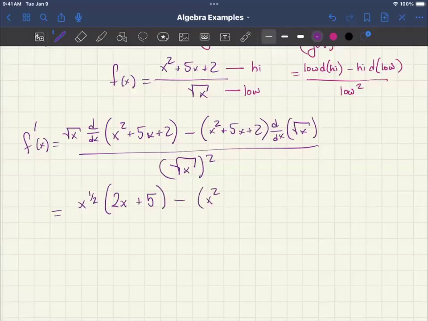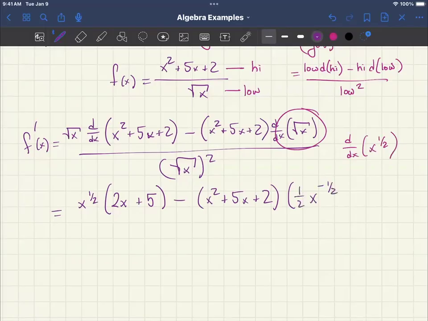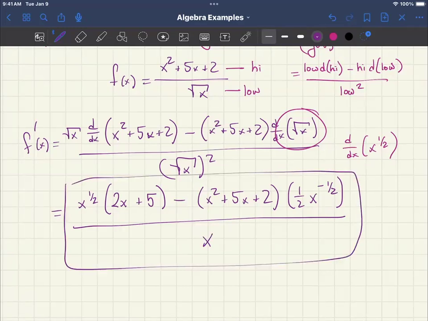Minus x squared plus 5x plus 2. Our derivative of this right here, this is d dx of x to the 1 half. So it is going to turn into 1 half x to the negative 1 half. No derivative on the bottom, but our square root and our squared are going to cancel out. So this is the derivative. And again, there's a lot of algebra. If you want to pretty this up, there's a lot of algebra that you have to do. Here's what happens when we have our quotient rule involved.